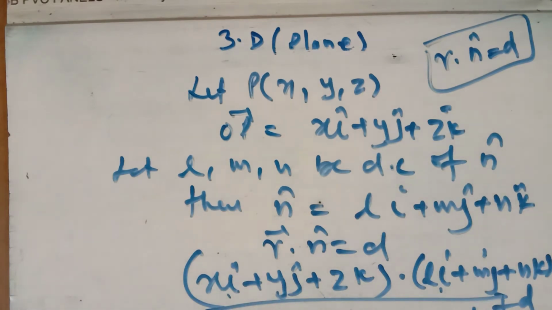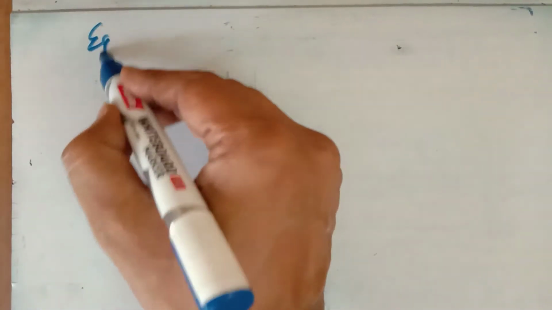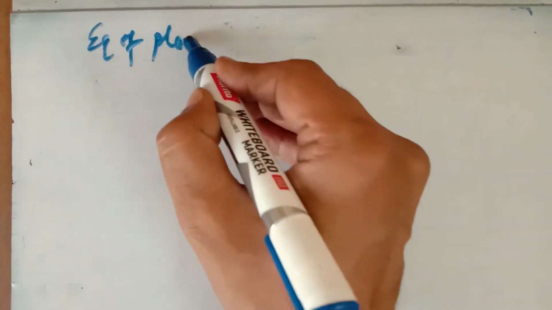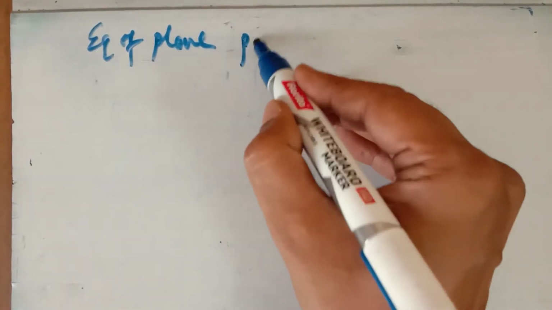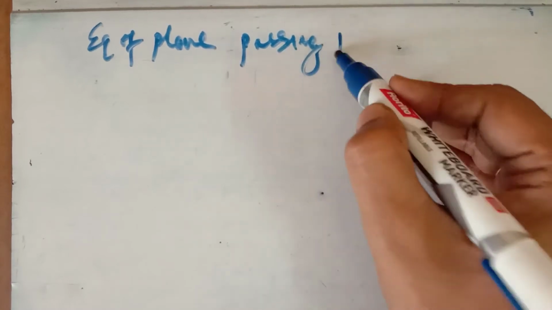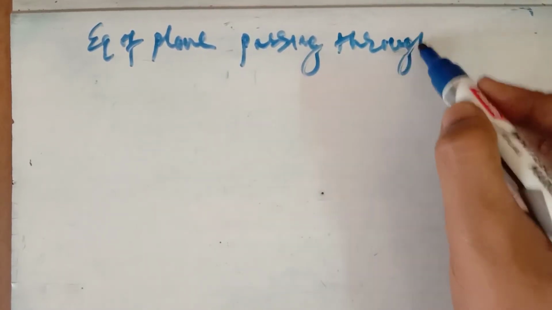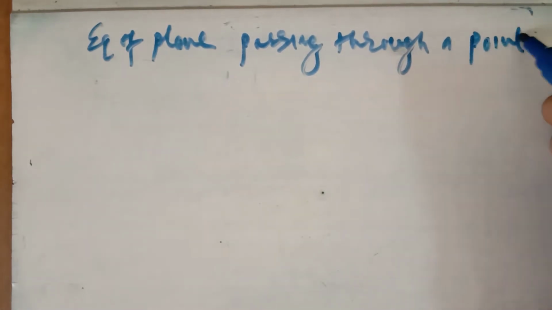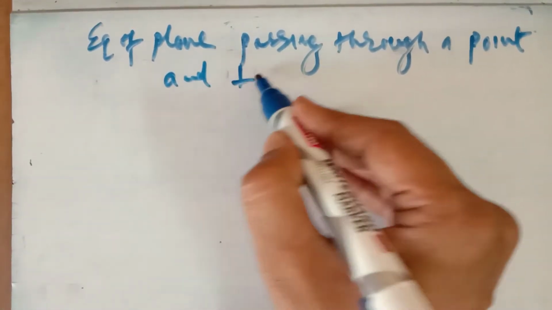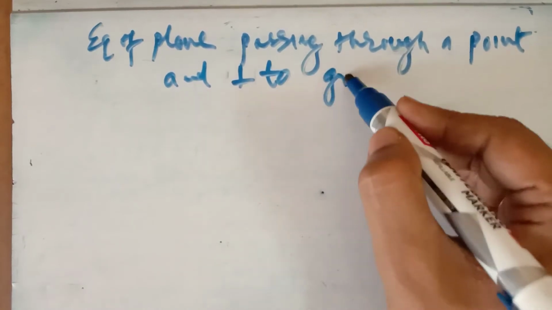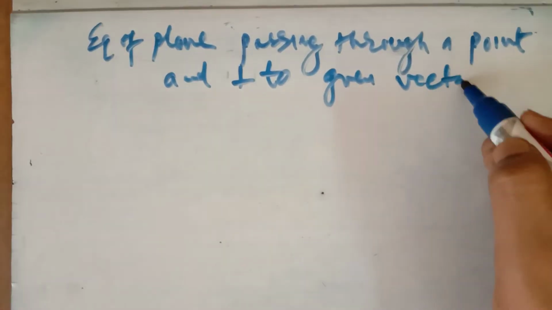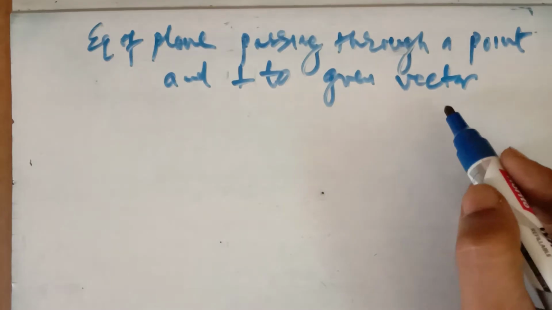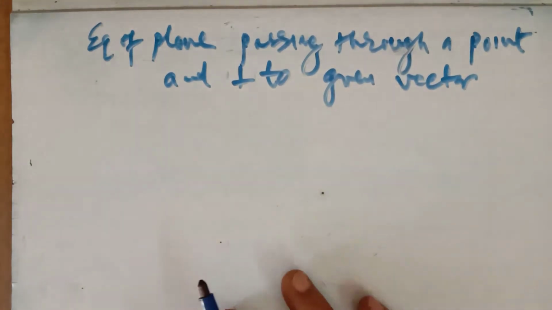Now after that you have to find the equation of the plane passing through a point. Equation of plane, you have to learn the heading. Equation of the plane passing through a point and perpendicular to a given vector. This is the heading. Equation of plane perpendicular to a vector and passing through a point. You can say this also.